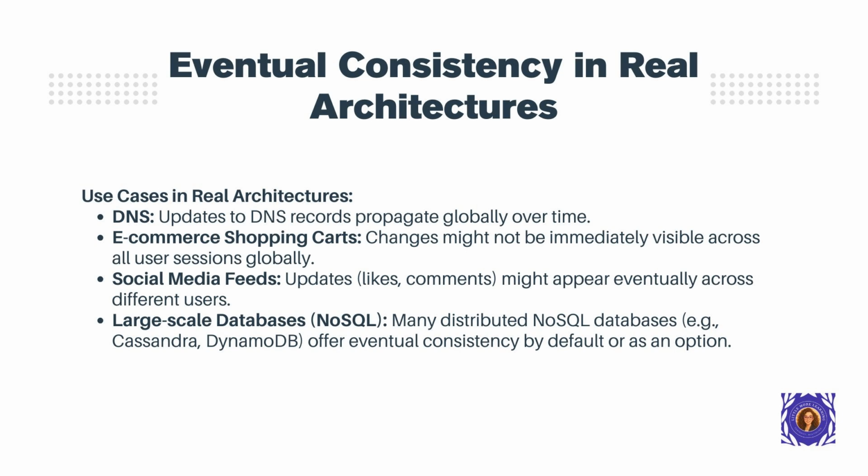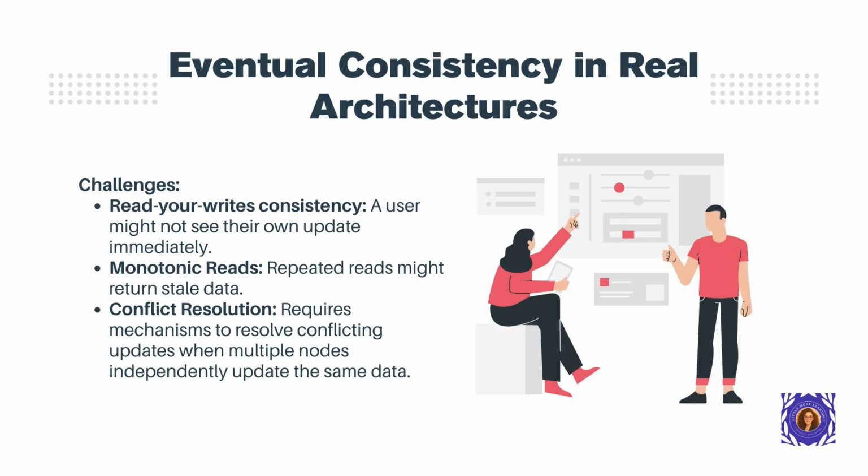Many popular large-scale NoSQL databases, such as Apache Cassandra and Amazon DynamoDB, offer eventual consistency as their default or as a configurable option, allowing them to achieve massive scale and fault tolerance where traditional strong consistency models would introduce prohibitive latency or complexity. Despite its benefits, eventual consistency introduces certain challenges that developers must actively manage.